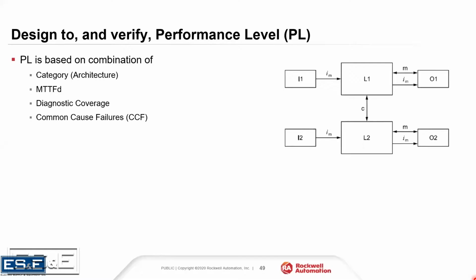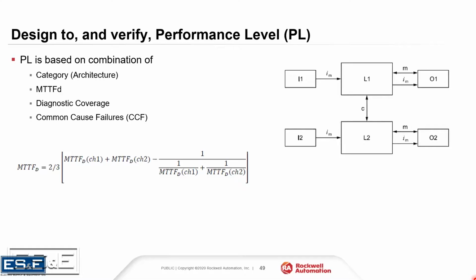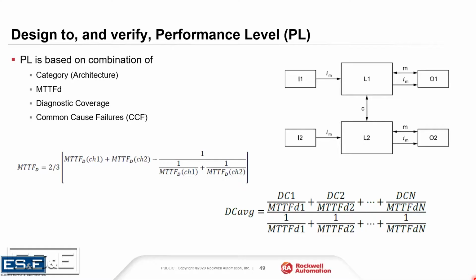So it's all those categories that we just talked about. And then it's the mean time to fail dangerous. So you see the calculation there on the screen. Fortunately, most of the vendors, including us, give you that data. We provide the mean time to failure data. If you look in the specifications of a safety component, that information is typically there. And then diagnostic coverage, as he mentioned earlier as well, is another one where typically we give you that information, that calculation's already done for you, so you don't have to do that. And then common cause failures.